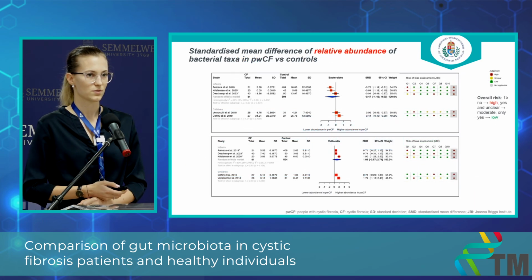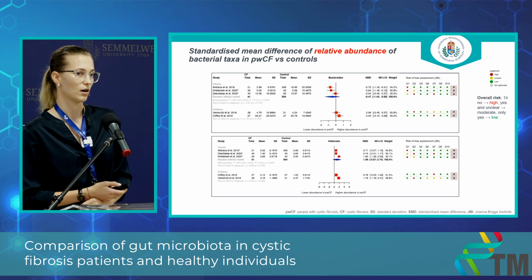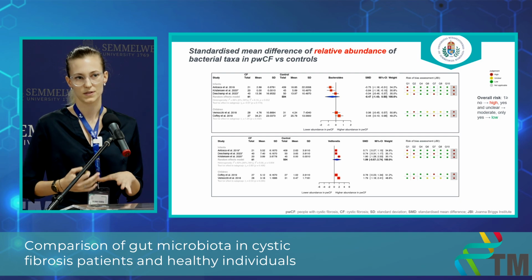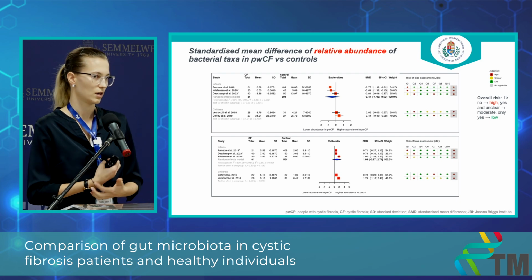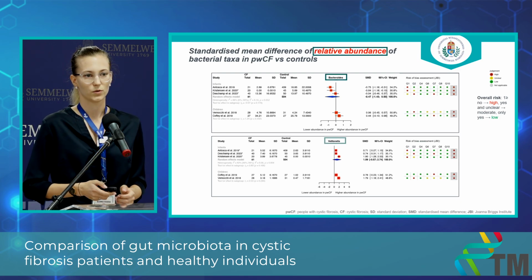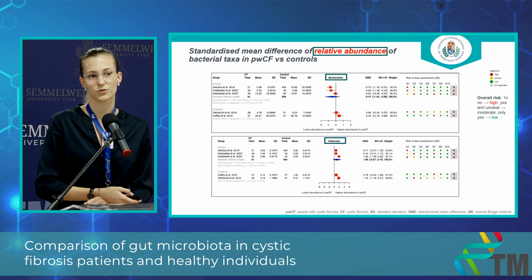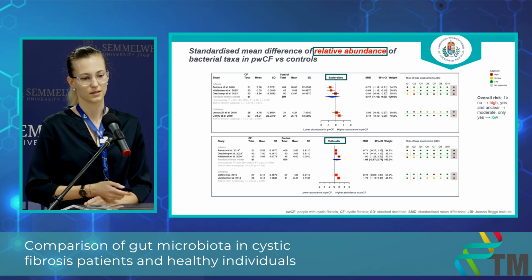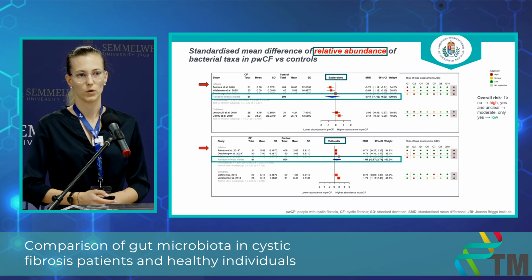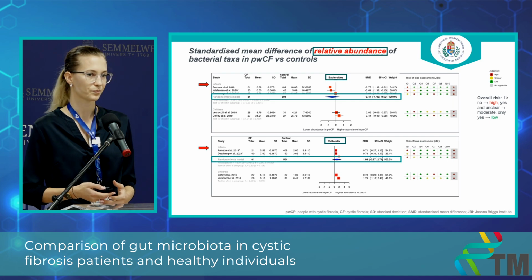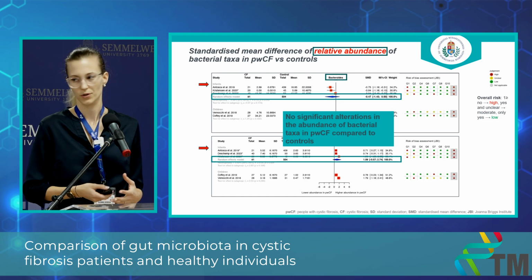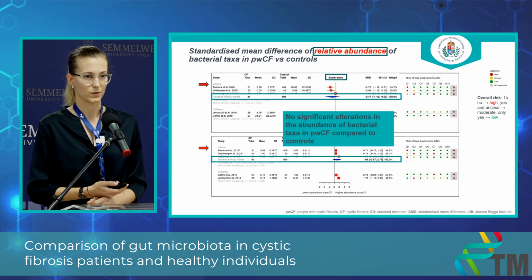This slide shows our results for relative abundance of bacterial taxa. Relative abundance is a percentage measure. It shows us the percentage that a bacterial taxon takes up from the whole bacterial community. Due to the low number of articles in the age groups, we could only pool Bacteroides and Veillonella taxa in the infant age groups. And looking at the pooled estimates, we can say that there are no significant alterations in the abundance of bacterial taxa in people with CF.